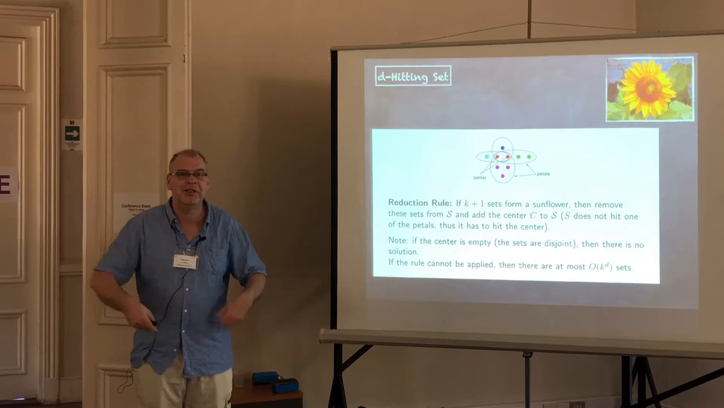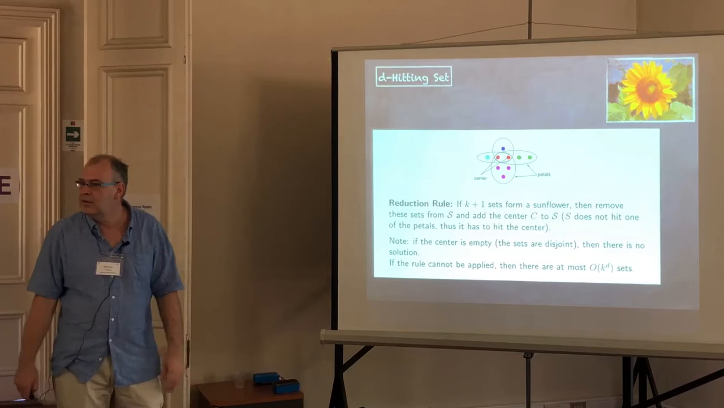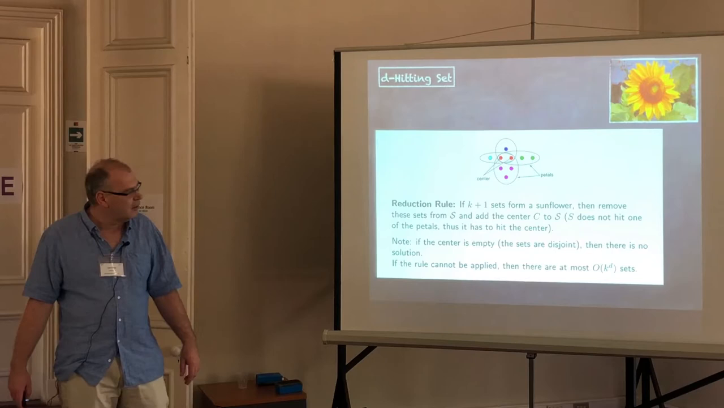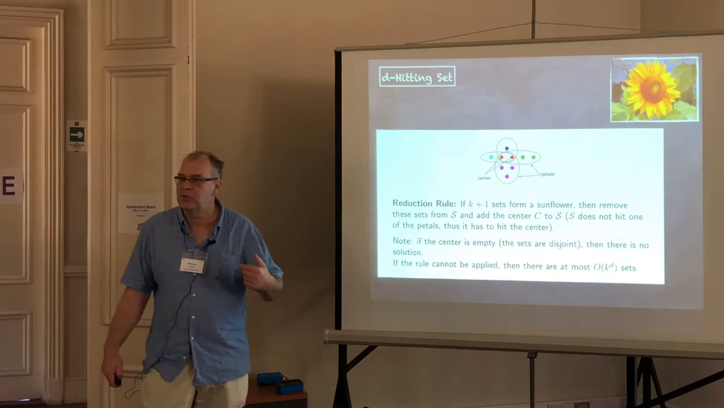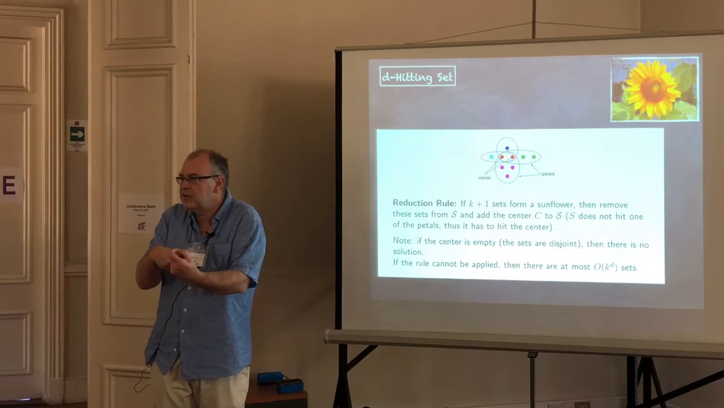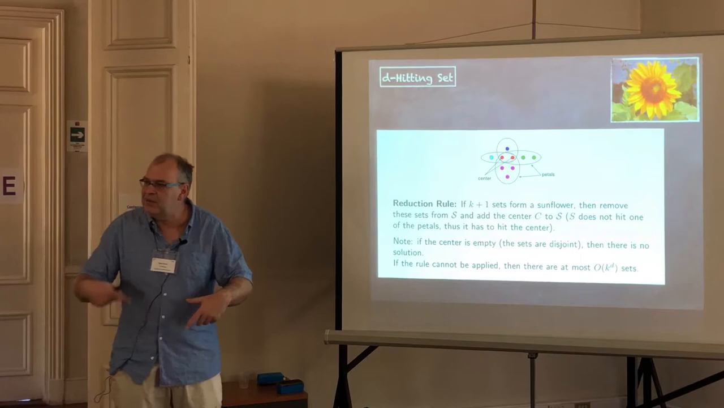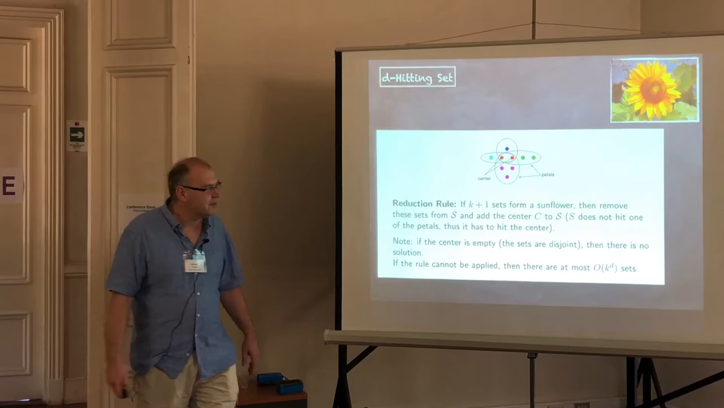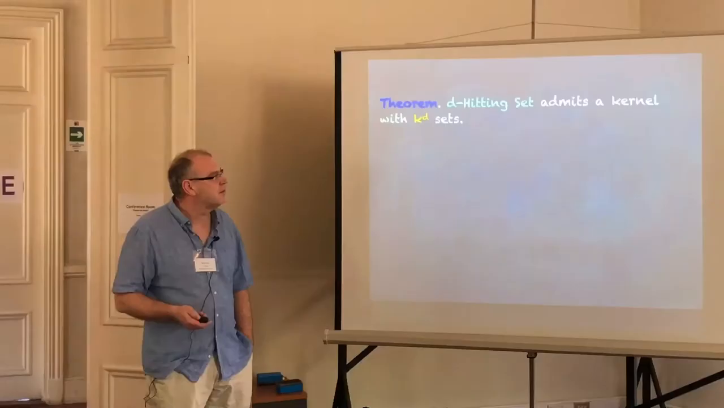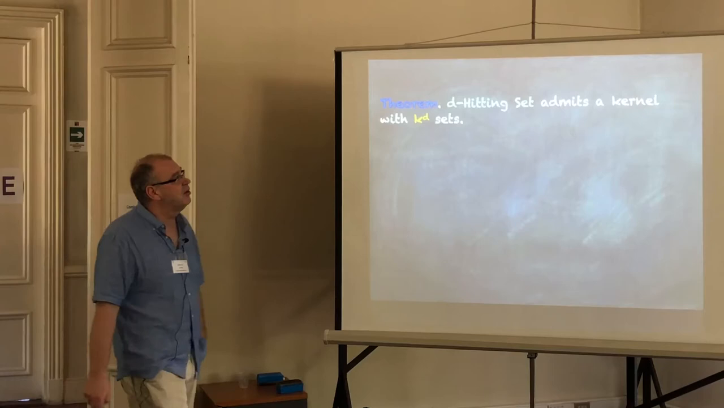Yes? If the set doesn't have d elements, then we just add some random elements to this new edge. Because you have to create a new set with the elements from the center. No, at most d. You can do it also for the problem with exactly d, but you have to use a slightly different reduction rule. With at most d, it's much easier. Okay, so this means that d-Hitting Set admits a kernel with k to the d sets.